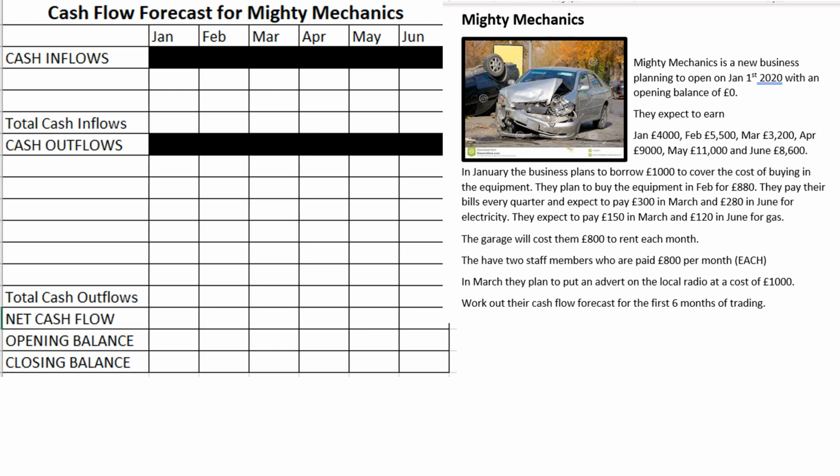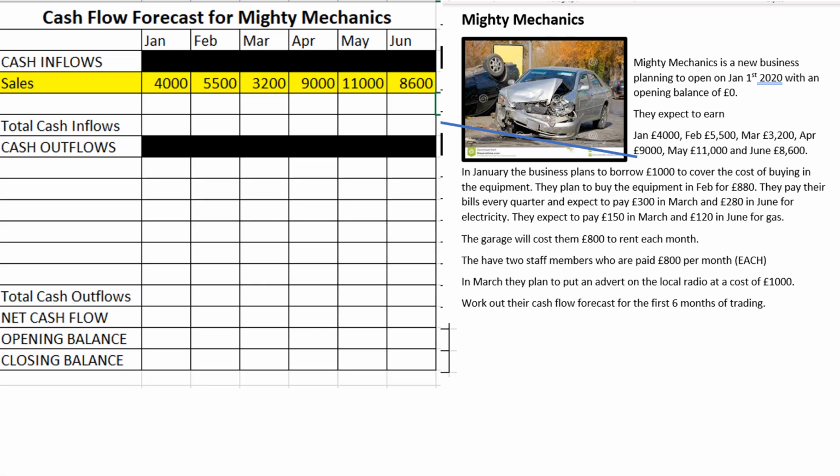This is the answer to the cash flow forecast for Mighty Mechanics. The first thing we need to look at is the cash inflows. And you can see that they have 4,000 in January, 5,500 in February, 3,200 in March, etc. So we'll label that up, sales, and where it's yellow there, we'll fill it in across.